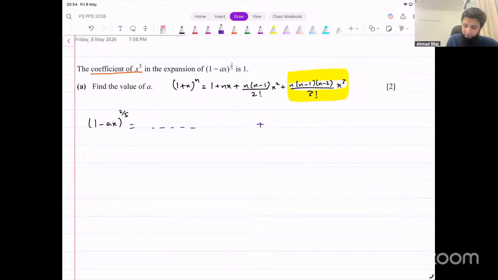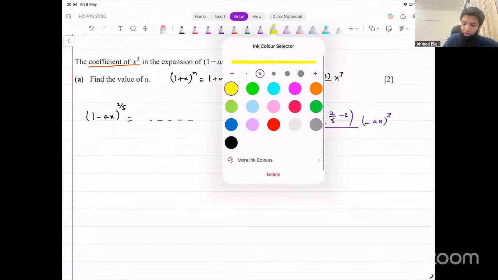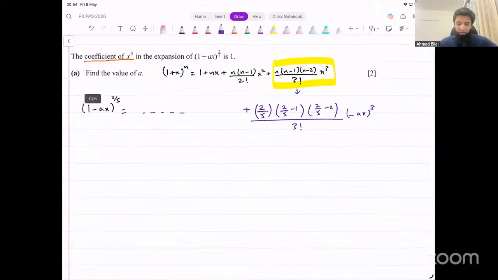N into n minus 1, that means 2 over 5 into 2 over 5 minus 1 into 2 over 5 minus 2. Whole divided by 3 factorial into minus ax. Do not forget the negative sign with that. Minus ax whole cube. Right? That's the term that we are concerned about. Just focus on this term. Ignore the rest of them. Okay? Now, let's simplify. Put this whole thing on your calculator.